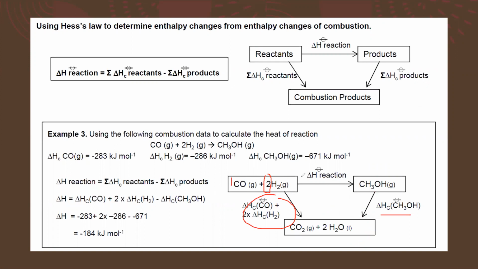So the enthalpy of reaction will be the combustion of carbon monoxide and the combustion of hydrogen minus the combustion of methanol. You will get this delta H for this chemical reaction.